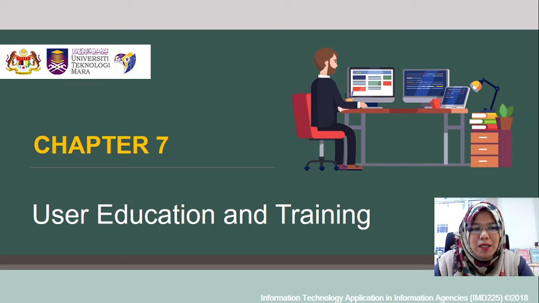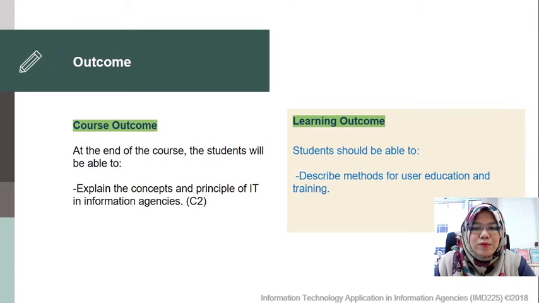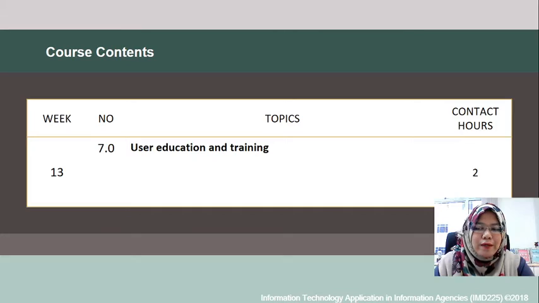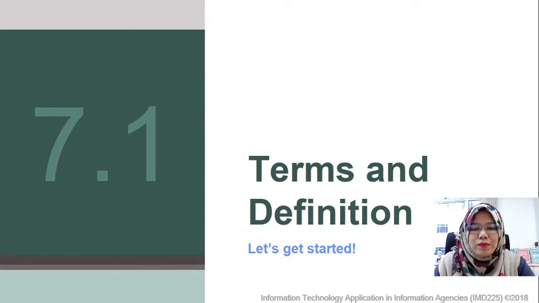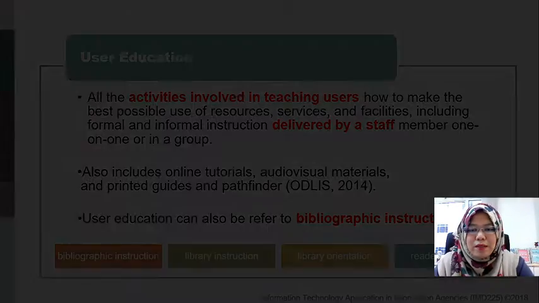So, Alhamdulillah, finally we are going to have two sessions for today, for chapter 7 and chapter 8, which is the last chapter for this subject. So, it's okay. Let's move on to chapter 7, which is user education and training. At the end, you should be able to describe what kind of methods there are for user education and training. Okay. So let's get started with the terms and conditions.